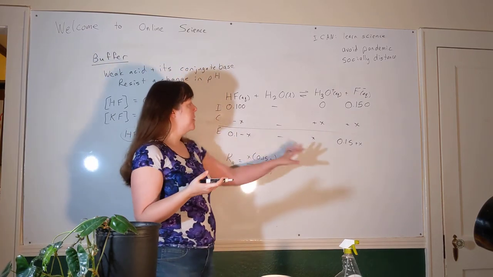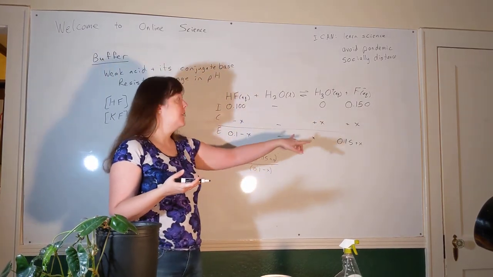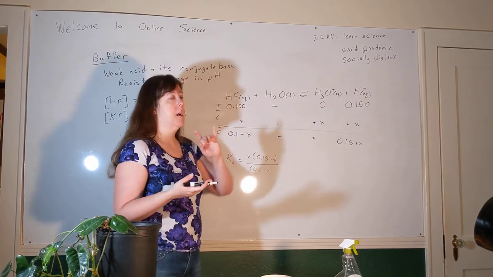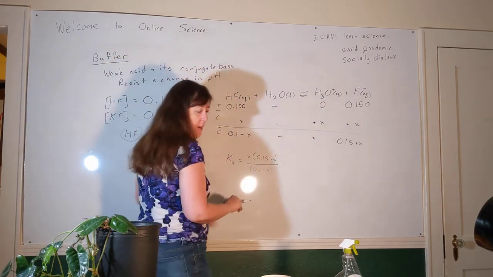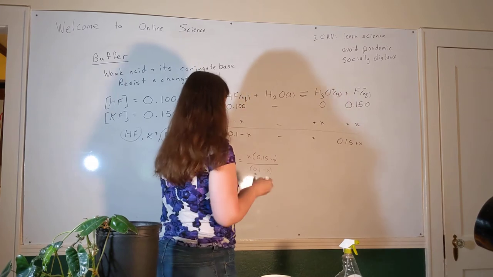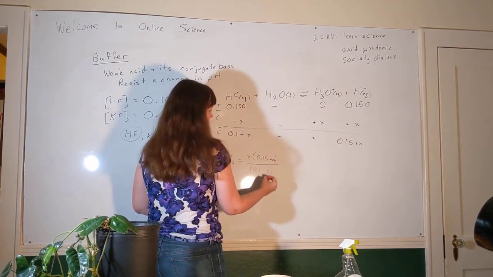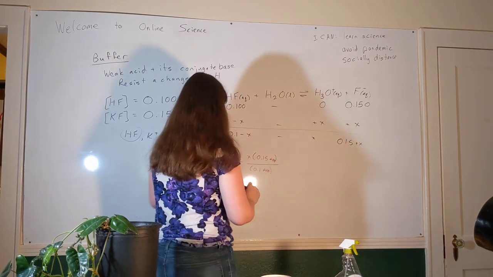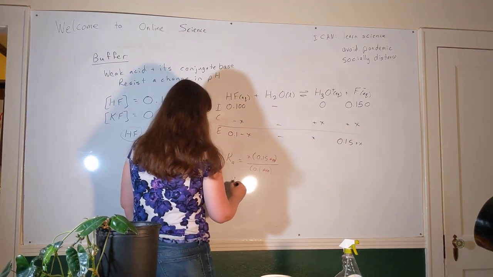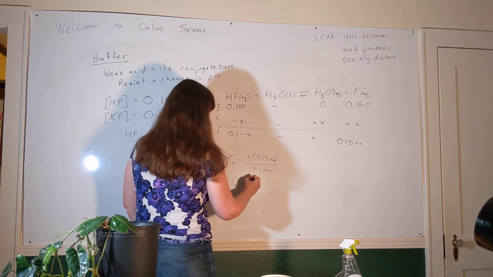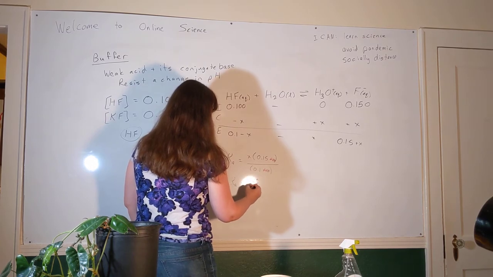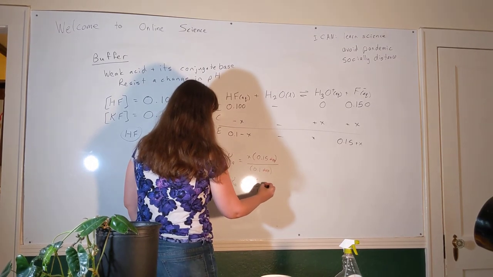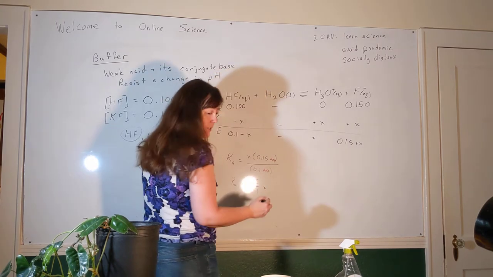So you can imagine that this reaction is not going to shift as far to the right as it would if we had zeros on both sides over there. Because that's the case, we can neglect both of these X's, both the plus X in the numerator and the minus X in the denominator, and end up with the Ka equal to 0.15 over 0.1 times X. X is what we're looking for.